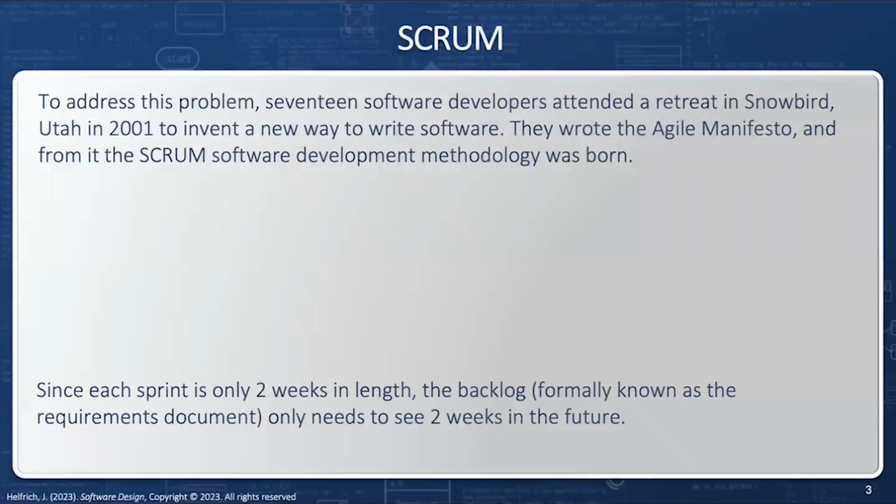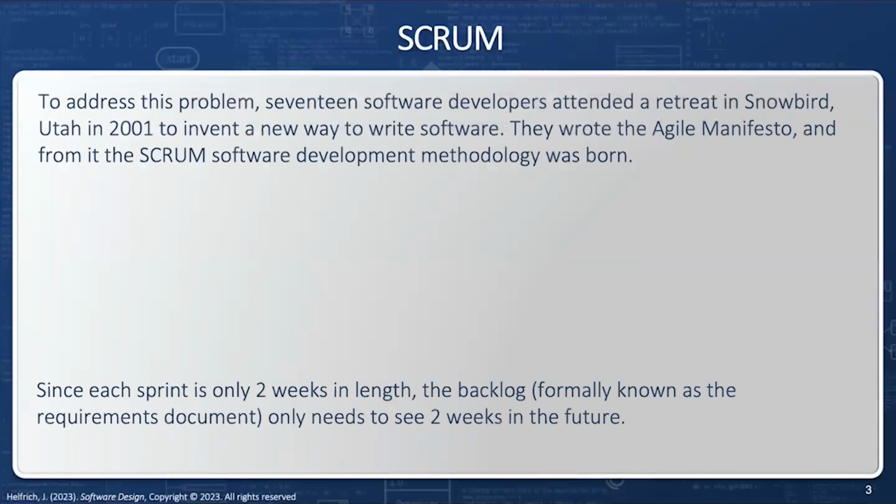In the real world, though, the project is essentially unknown. It's impossible to know exactly what needs to happen until the very end, when finally we figured out all the technology and all the design problems. So to address this problem, 17 software engineers gathered in Snowbird, Utah in 2001 to discuss this, and they came up with something called the Agile Manifesto.